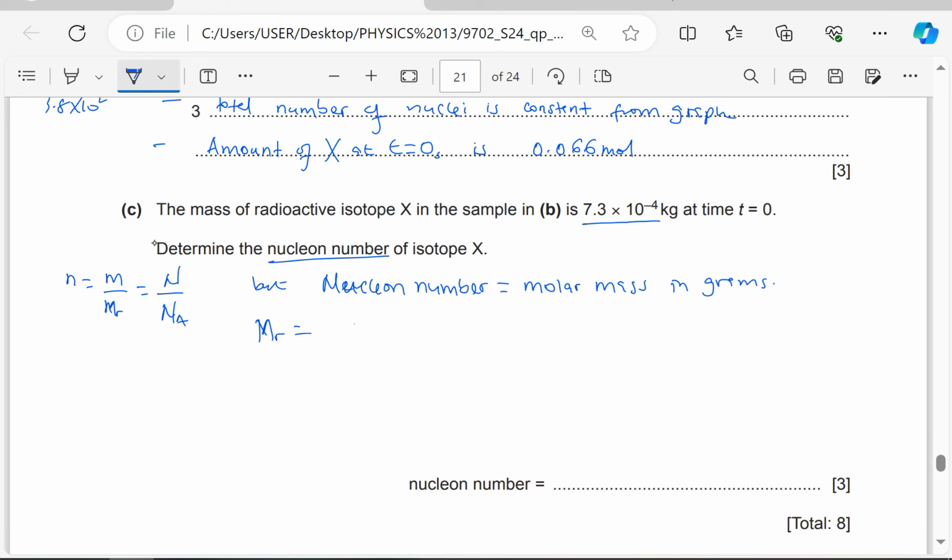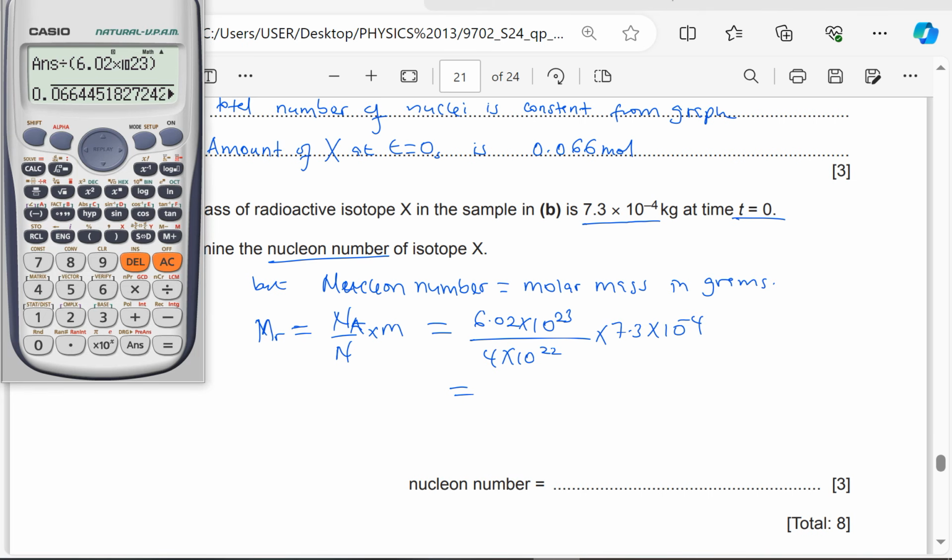So this is going to be Avogadro's number, Na, over number of molecules, then times small m. I think that is correct math. So this will be 6.02 times 10 to the power of 23 divided by capital N, which I think was 4 times 10 to the power of 22, because this was at t equals 0, times 7.3 times 10 to the power of minus 4. This is still in kilograms, but I must change it to grams later on.